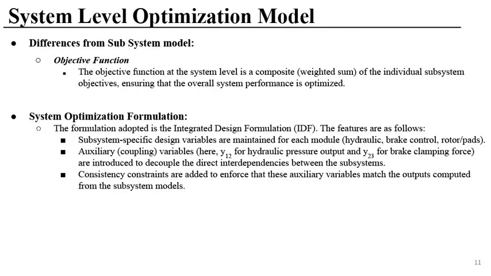The objective function is a composite weighted sum of subsystem objectives to optimize the overall performance. Through the integrated design formulation IDF, the design variables specific to subsystems are retained, while the auxiliary variables hydraulic pressure output Y12 and brake clamping force Y23 are introduced to decouple direct interdependencies. Consistency constraints ensure these auxiliary variables align with the subsystem outputs, enabling system integration.